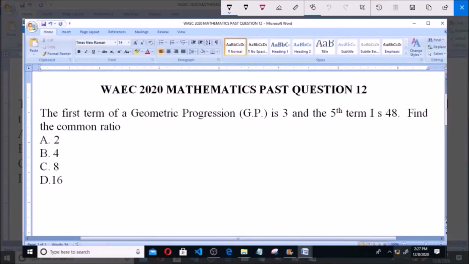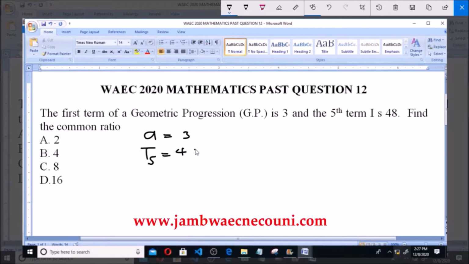I'll be answering WAEC 2020 Mathematics Past Question 12. The first term of a geometric progression is 3 and the fifth term is 48. Find the common ratio. So we are given the first term of a geometric progression, a GP, to be 3 and the fifth term T5 to be 48.